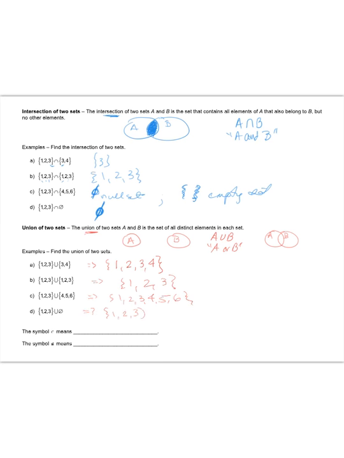Now, there are two symbols that you should be familiar with because they will be used in math throughout your mathematical career. This first symbol looks like a little E, and it means is an element or member of. So, for example, we can say 1 is an element in the set 1, 2. Or 3 is an element in the interval, I should say interval, 1, 7.